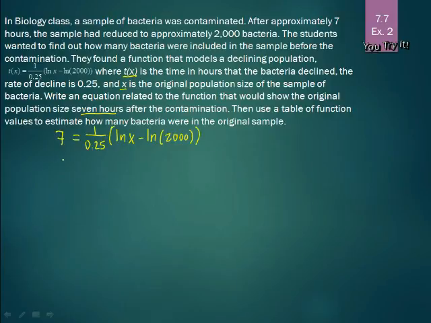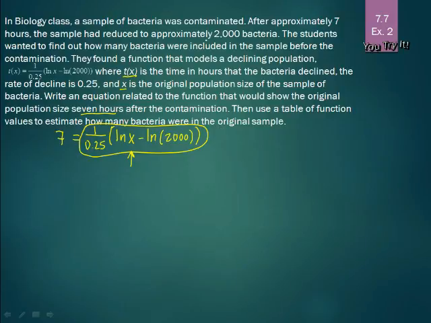So now that we have this function, let's go ahead and use a table to estimate how many were actually in the original sample. So we're looking for the x value here. What we can do is plug in our function right here into the y equals menu on our calculator, and that will actually help us make a table. We could do this by hand just by plugging in different x values, but let's just use the calculator to help us make a table, and I'll show you how to do that.